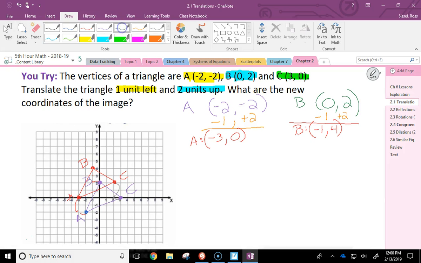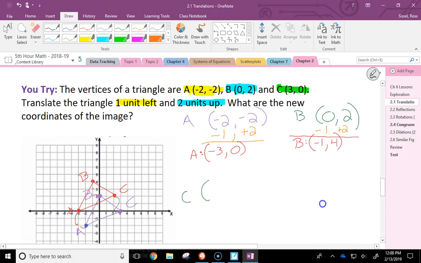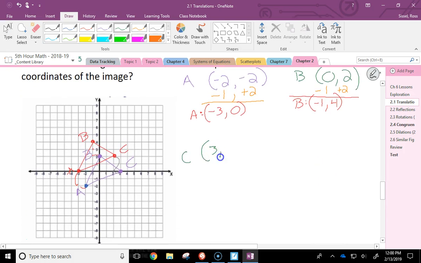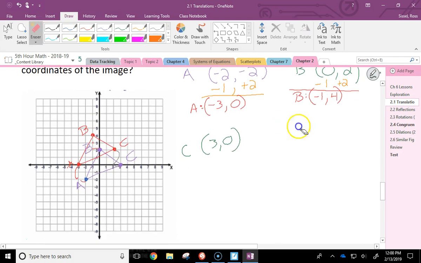Same thing for C. C was at 3, 0. Alright, so we follow the same rule. 3 minus 1 is 2, and 0 plus 2 is 2. C's coordinate is at 2, 2.